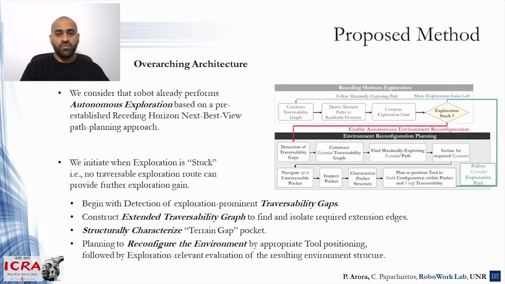For the proposed method, we assume that the robot is already performing a variant of next best view based exploration planning autonomously. The robot also relies on a pipeline for mid-range traversability estimation and graph construction regarding the environment terrain, which we will present shortly. As soon as exploration becomes stuck, that is, there remains no traversable path that leads to further exploration gain, then our proposed pipeline is engaged. This starts by estimating an extended traversability map which acts as the foundation to identify gap regions and subsequently plan to fill them in using objects in the environment that may be picked up and used as tools.